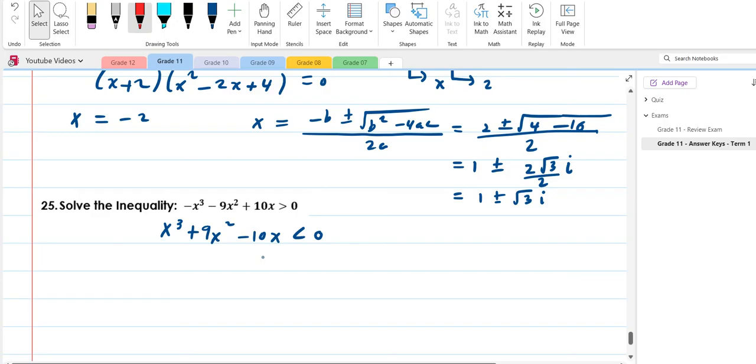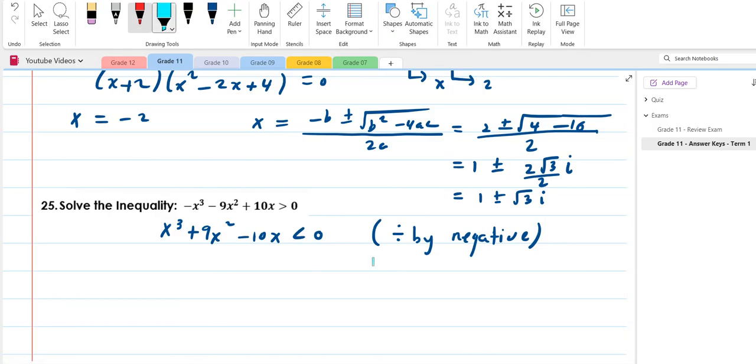Because when you multiply or divide by a negative, we change the inequality. Divide by negative or multiply by negative, same thing. So what happened here was that the inequality sign changed. You can see the sign changed because you divided or multiplied by a negative.